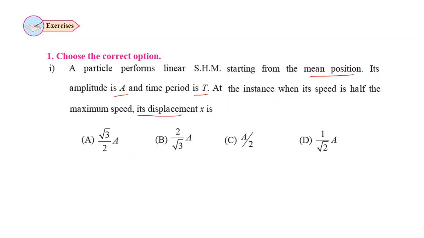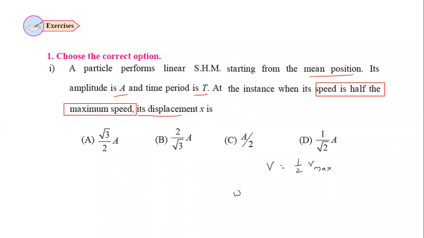Now here they have given one condition. The speed is half the maximum speed. This is a very important sentence. Here they have given speed is equal to half the maximum speed. Now we have to substitute the value.